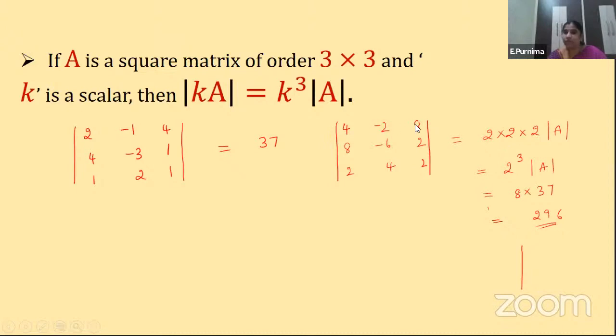Suppose every element of the first row is multiplied with 2 and every element of the second row is multiplied with 3, for example. This is a matrix; if it is like this, the matrix is changed like this, children. The first row is multiplied with 2, that is 4, minus 2, 8. The second row is multiplied with 3: 4 3s are 12, minus 3 into 3 is minus 9, next is 3 into 1 is 3. Next, the third row is multiplied with 4: 4 1s are 4, 4 2s are 8, 4 1s are 4.